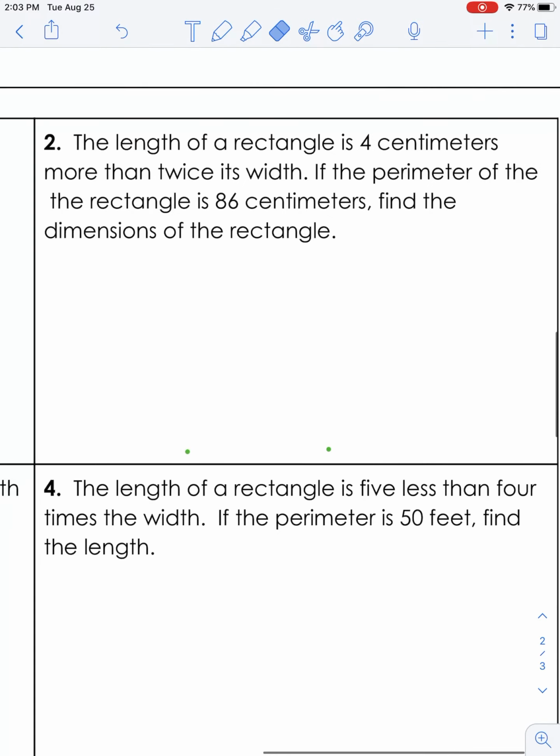Number 2, the length of the rectangle is 4 centimeters more than twice its width. If the perimeter of the rectangle is 86 centimeters, find the dimensions of the rectangle. So let's look at the first sentence. The length of the rectangle is 4 centimeters more than twice its width.